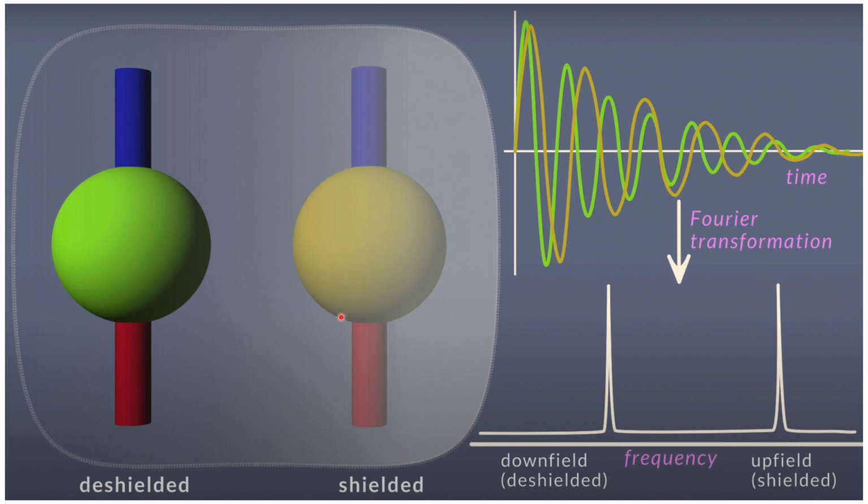The electron creates its own magnetic field which opposes the applied magnetic field B0. A proton with a high electron density around it experiences a lower magnetic field and therefore a lower frequency. A proton in an electron poor environment has a higher frequency. Typically protons in an electron rich environment are referred to as shielded, and those in an electron poor environment are referred to as de-shielded.